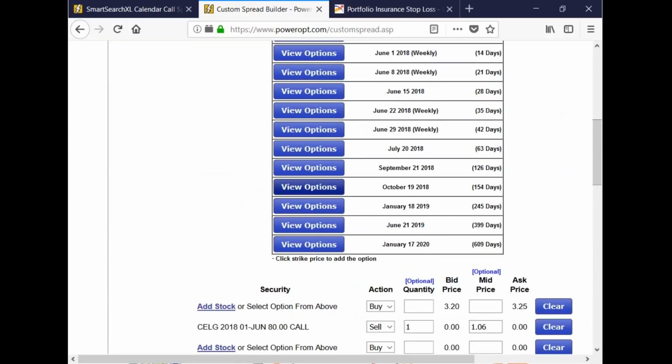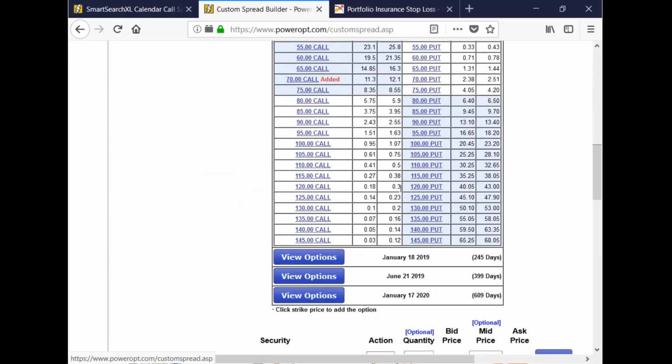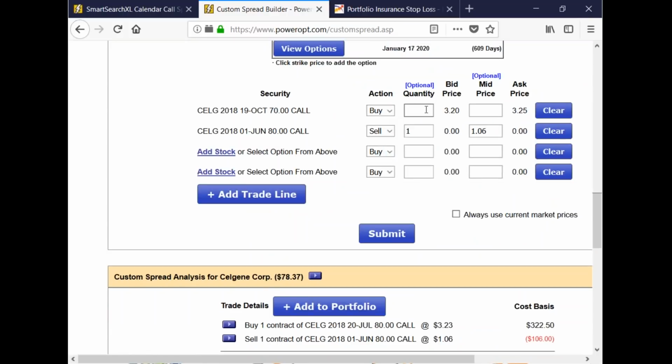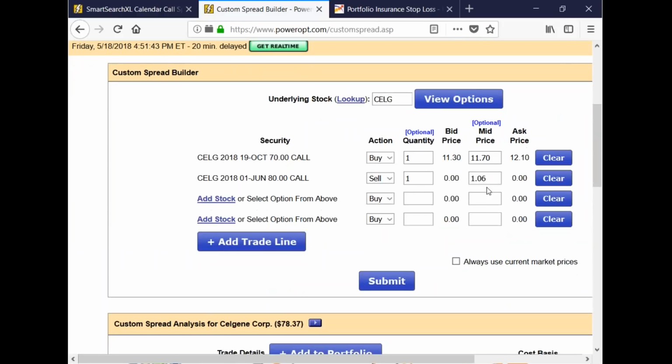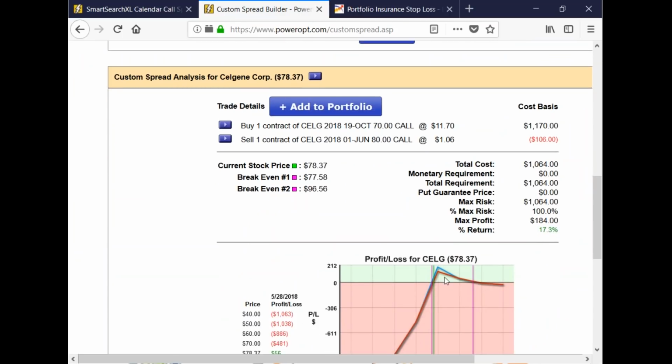Long-term bullish on Celgene? I'm not. This is an example: I buy the 70 call out to October, at least 5 months out in time. Cost is high, 11.70. First right cycle, get 1.06, about 10% against it, only a 17% return.